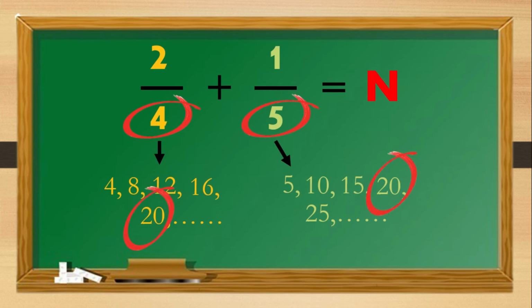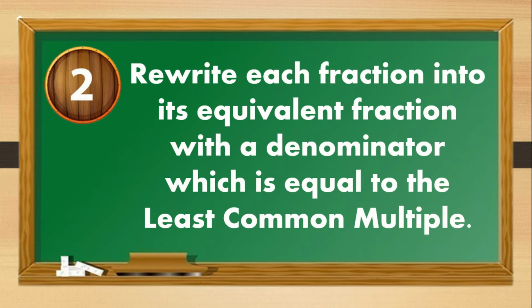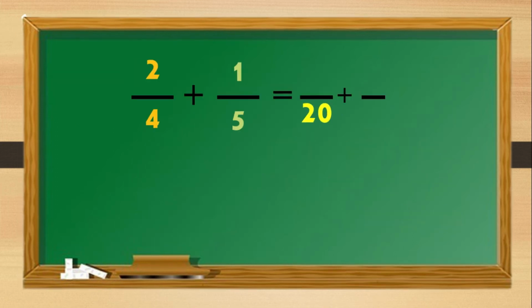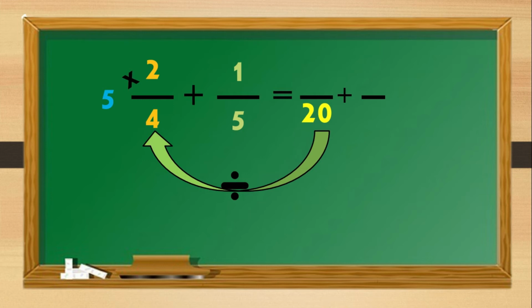Step 2. Rewrite each fraction into its equivalent fraction with a denominator which is equal to the least common multiple. Write 20 as your denominator. Then divide 20 by 4 and multiply the answer by 2. 2/4 will be 10 over 20.